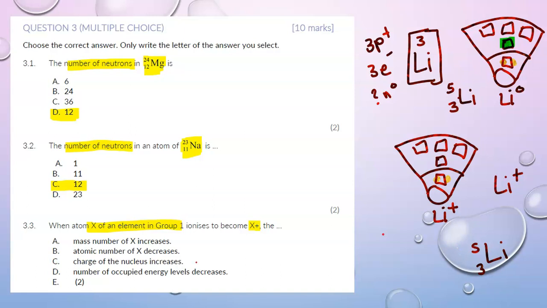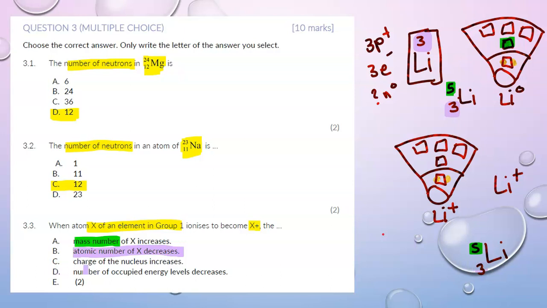So now we test the statements. A tells us the mass number of X increases. Now the mass number is this number, and it hasn't changed. If the mass number changes, it means I'm working with another Lily or another lithium. So that's false. B: the atomic number of X decreases. Now the atomic number is this little 3 that tells me I'm working with Lily, and it is that 3 and it is that 3. That 3 will never change for Lily or for lithium, because if it changes, then I'm not working with Lily anymore.